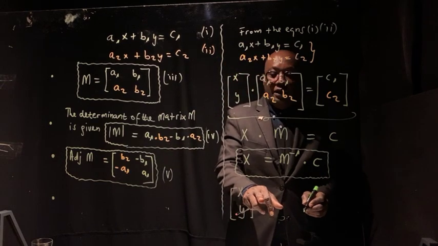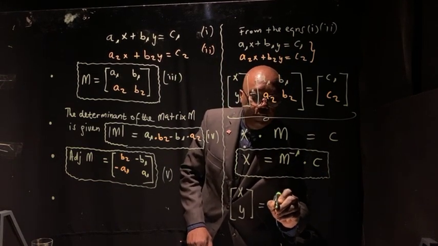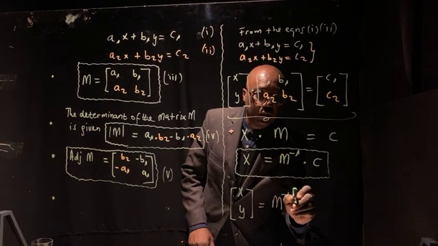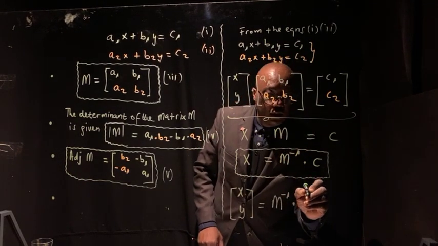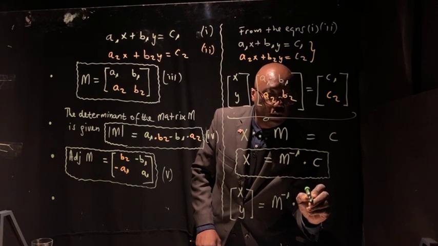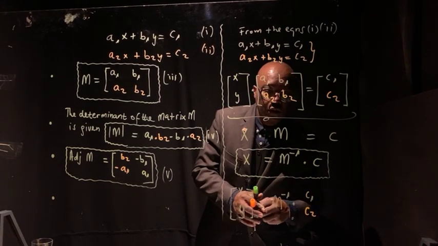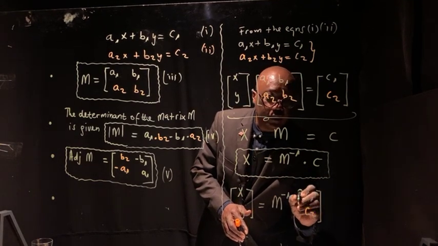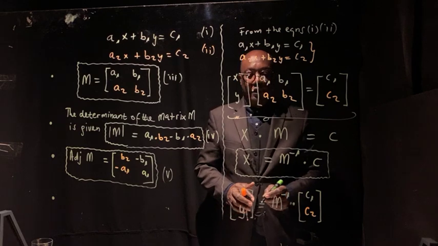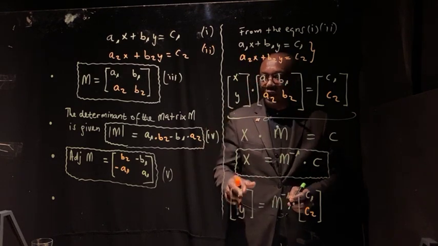So you have X, Y. Good. Then you have M inverse. What is C? C is C1, C2. This equation is what I need. This is a very, very vital equation.